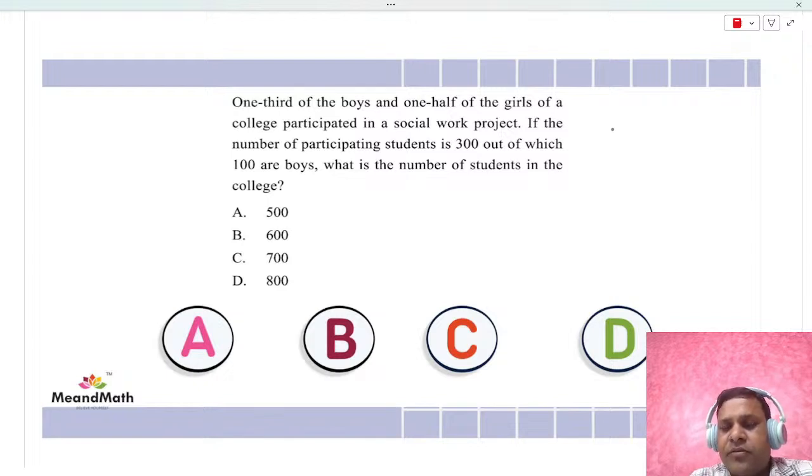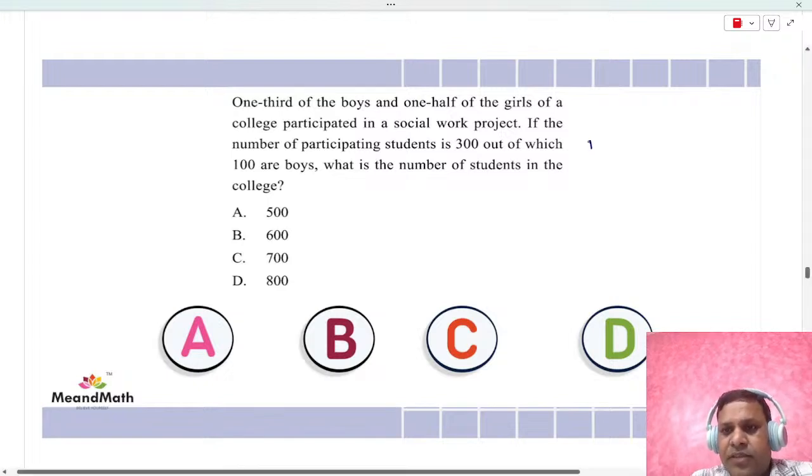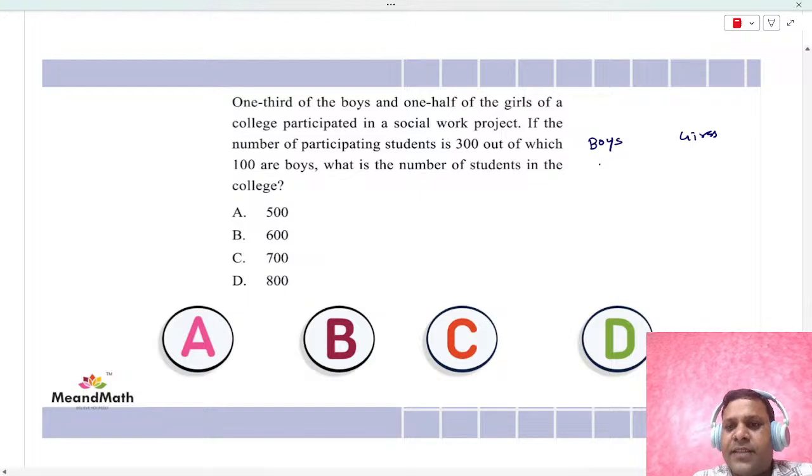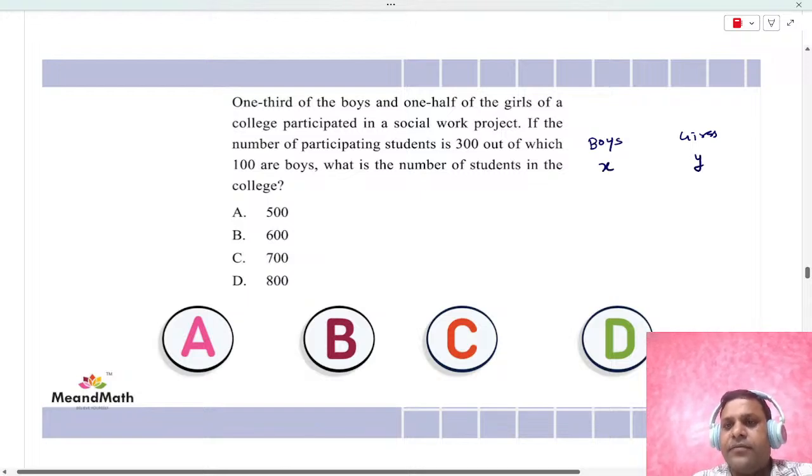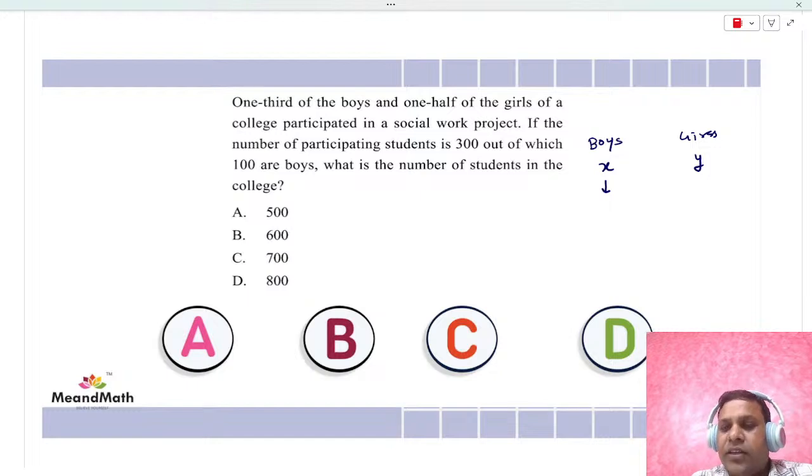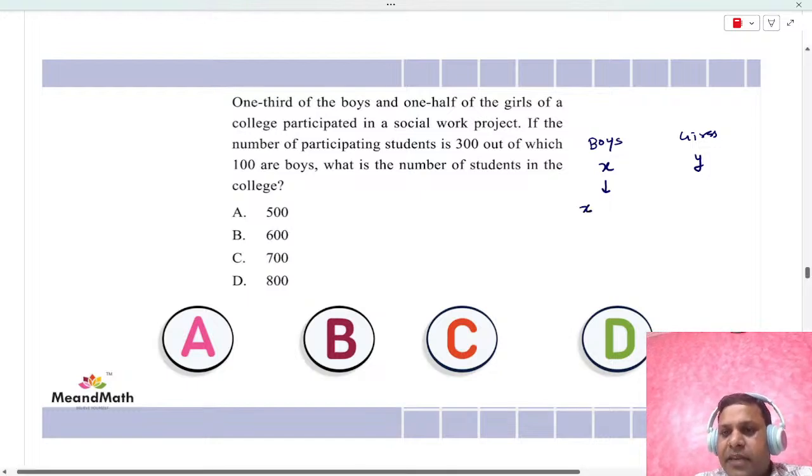So let's suppose boys are x and girls are y. How many participated? One third of the boys, so x by 3, which is equal to 100. How many girls participated? Half. y by 2, which is 200.